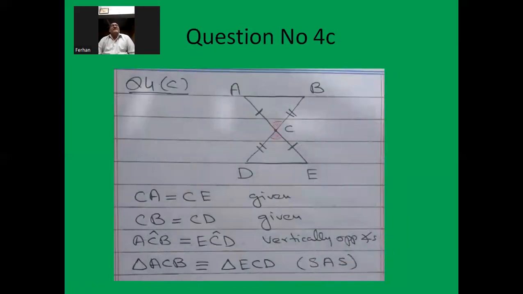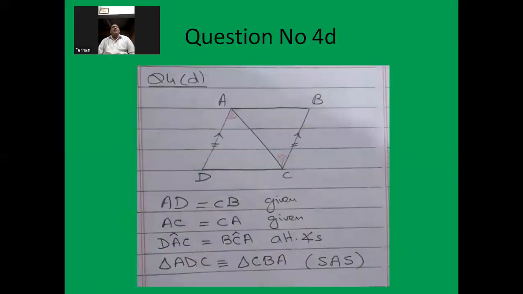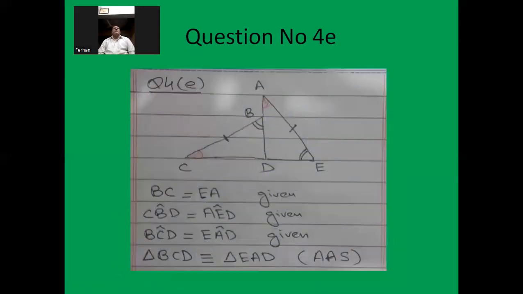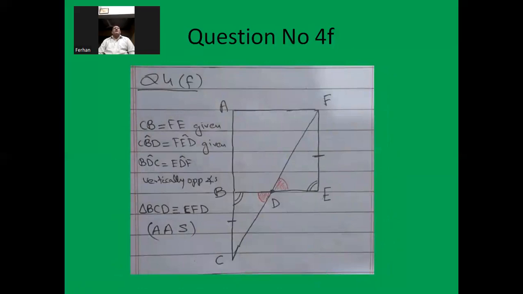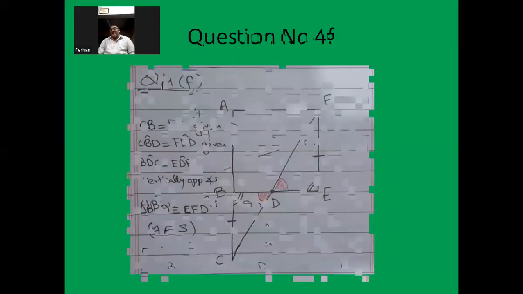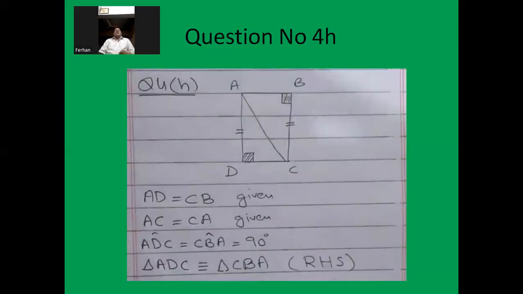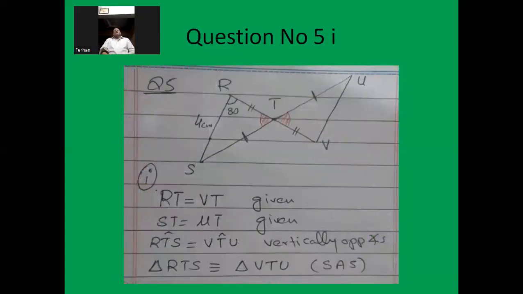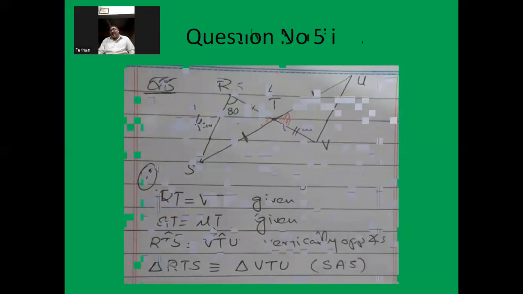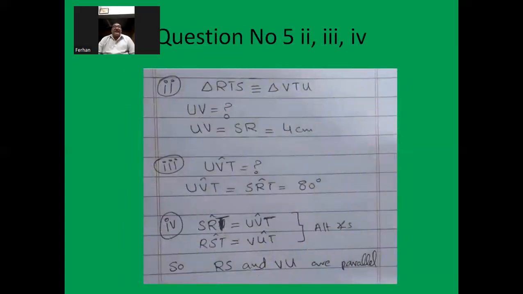Question number 4, part C. You can see it showing up on the screen. Question number 4, part D, is showing up on your screen. Question number 4, part E. Part F. Part G. Part H. Question number 5, first part. Question number 5, second part, third part, and the fourth part.